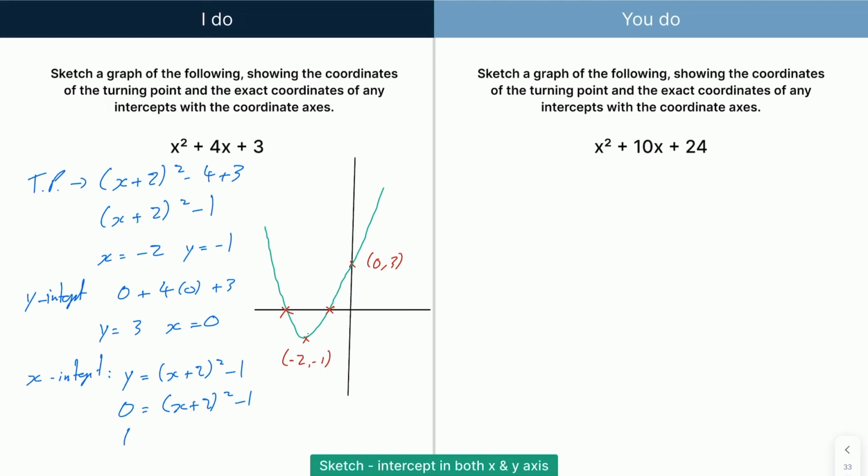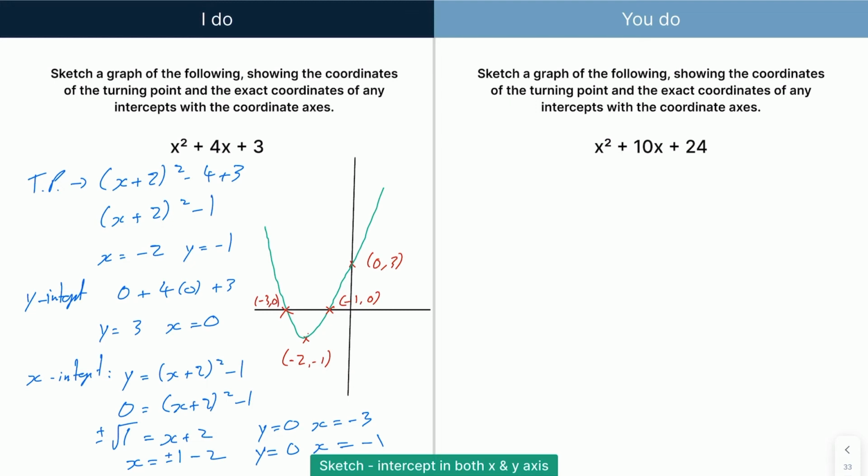If I rearrange this, we end up with the square root of 1 is equal to x plus 2, and the square root of 1 is just 1, so we end up with x is equal to plus or minus 1 minus 2. So that means when y is 0, x is equal to minus 3, or when y is 0, x is equal to minus 1. And we can just label that on, so that will be minus 1, 0, and that would be minus 3, 0.